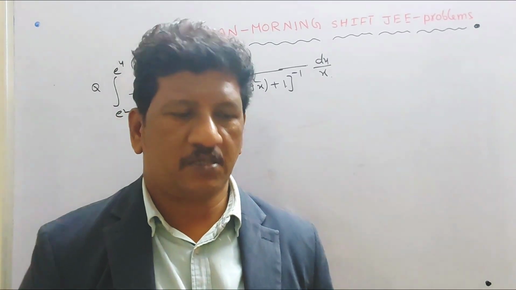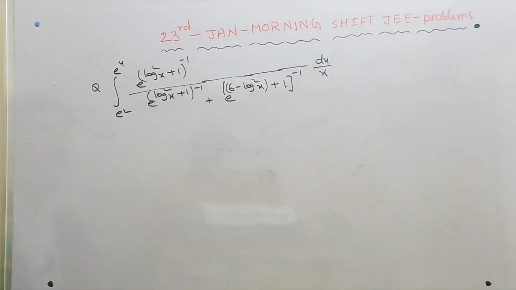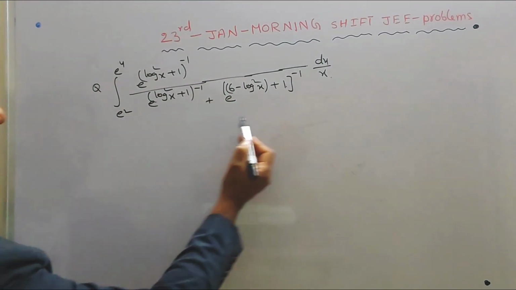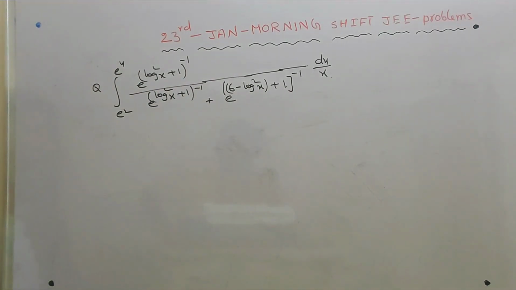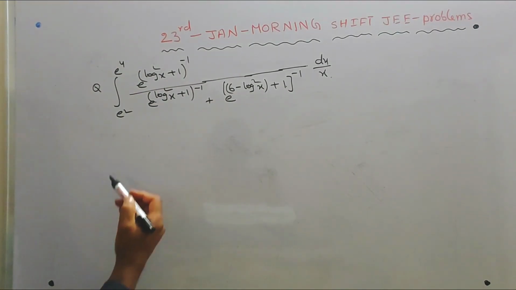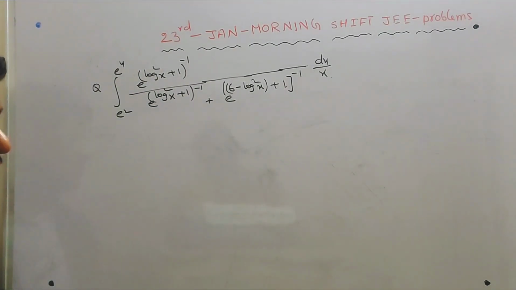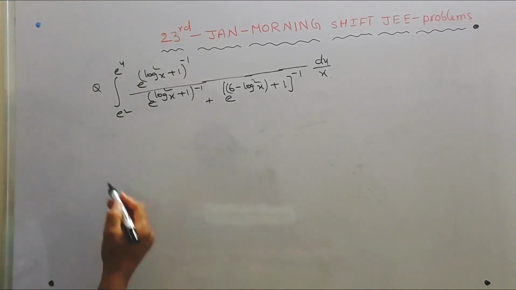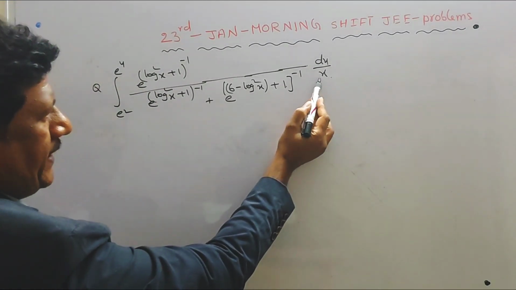Now you see, students, next one more problem. So this is the question. See, students, in this problem, this is a question from definite integration. So your downside x is there.